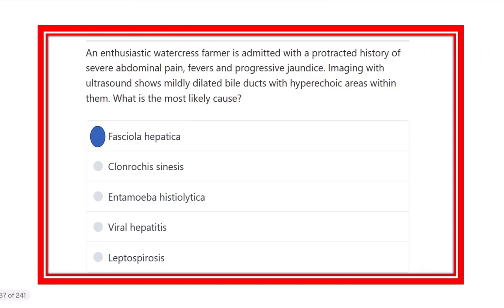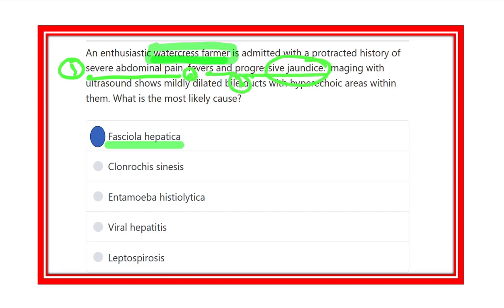So now I think it is very clear that water cress confirms Fasciola hepatica. No other option is required, but the other findings here are supportive, such as severe abdominal pain, fever, and progressive jaundice. Progressive jaundice means it invades the liver and common bile duct.